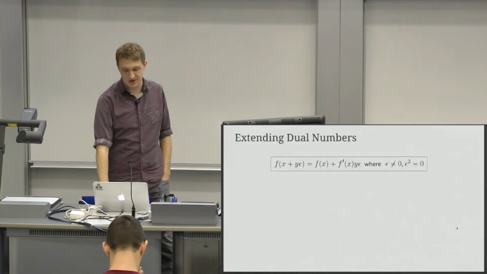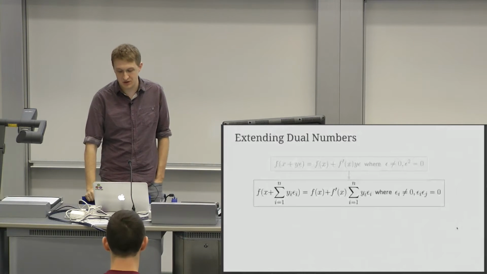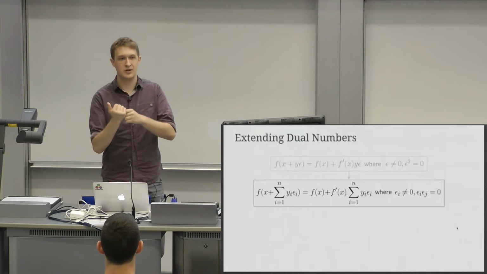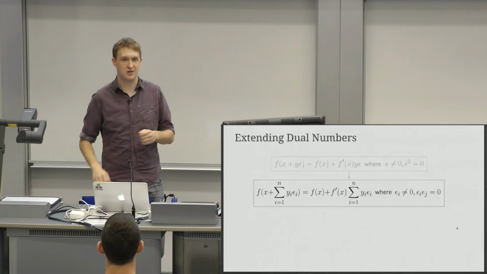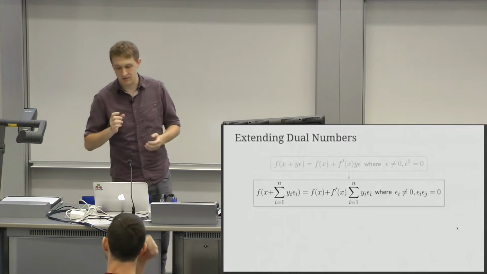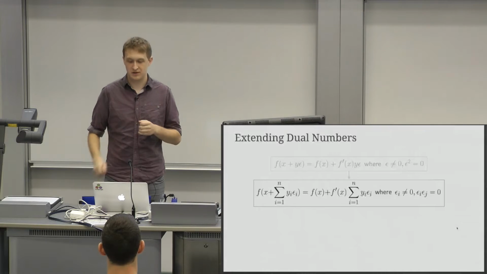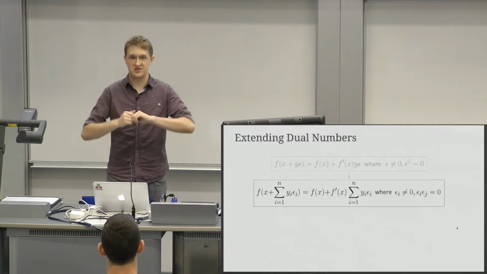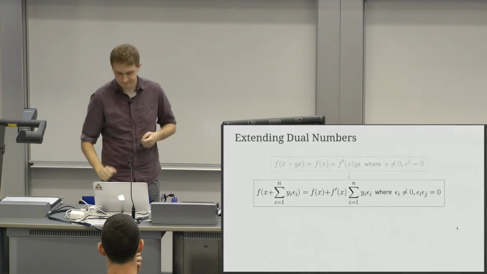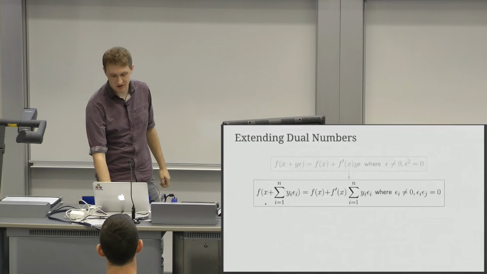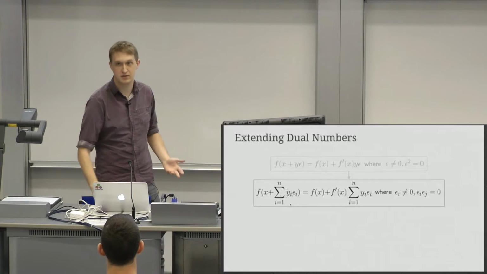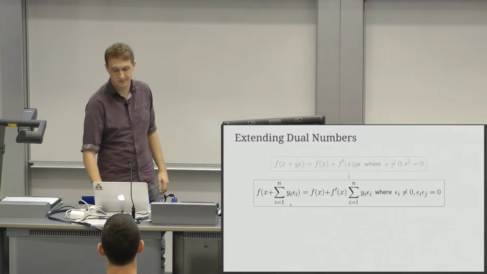Here's our original definition. And so what you can do is, instead of saying you have one epsilon component along one real number line, you have n epsilon components. And if you define their cross products essentially to be 0, then you can think of them as perturbations along different dimensions. And so the number we're working with now is this, and that's sometimes called a generalized dual number or a multidimensional dual number.